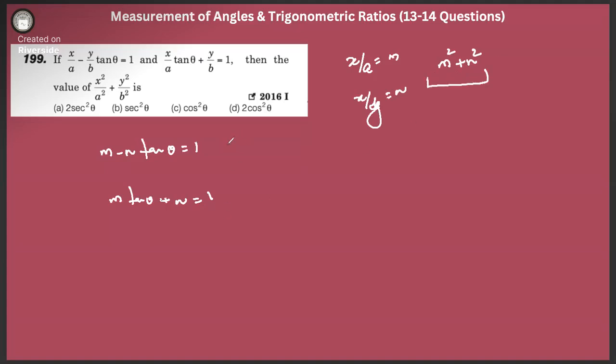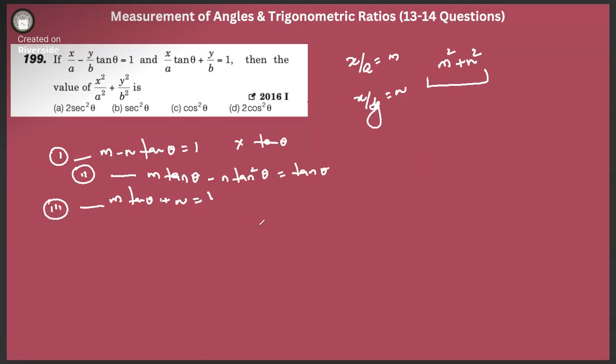That's it. Okay. If we multiply this particular thing by tan theta, it becomes m tan theta minus n tan square theta is equal to tan theta. This is our equation 1, this is our equation 2, this is our equation 3. It's not necessary for us to write in the right hand side only. And we multiply this one over here, so m tan square theta plus n tan theta is equal to tan theta. This is our equation 4.